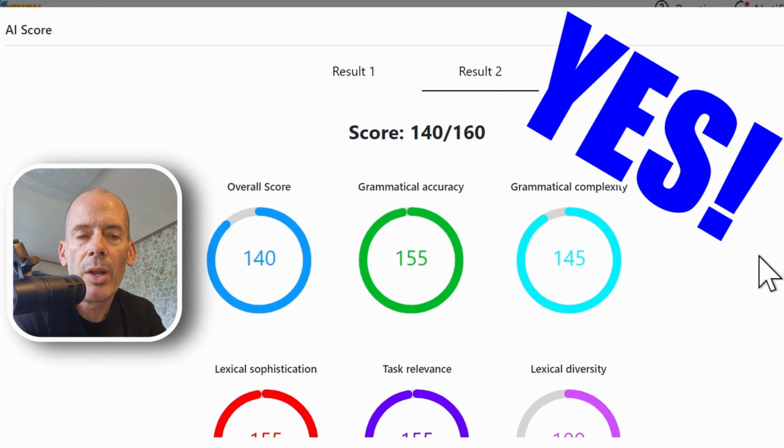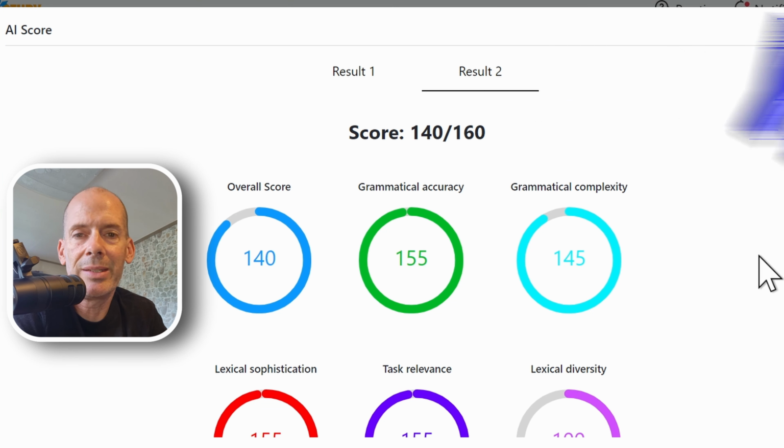Yes, that's what we're looking for. We're looking for these types of scores in task relevance.